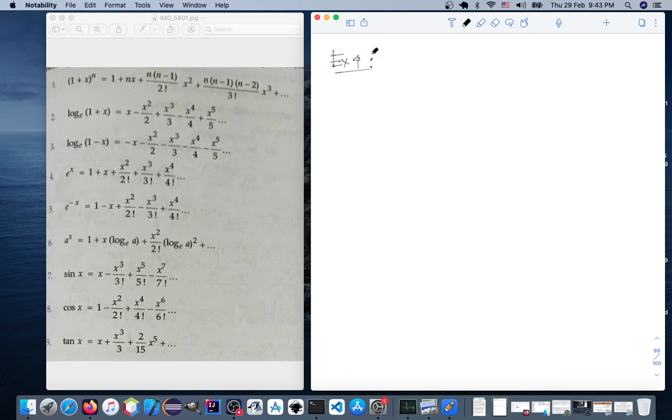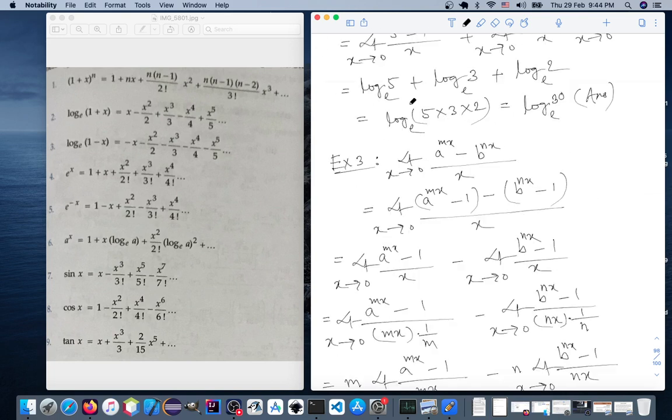The next problem is the limit as x tends to 0 of (e to the power 2x minus e to the power x) divided by sine 2x. I guess this problem looks similar to the first problem we did.